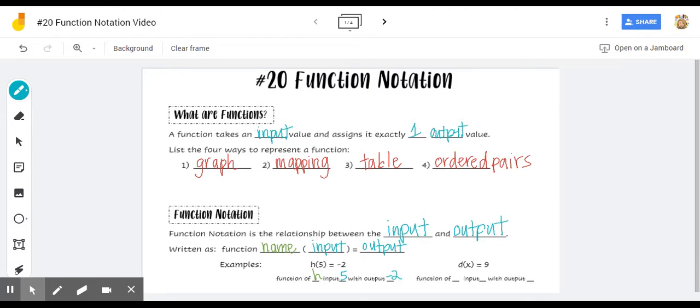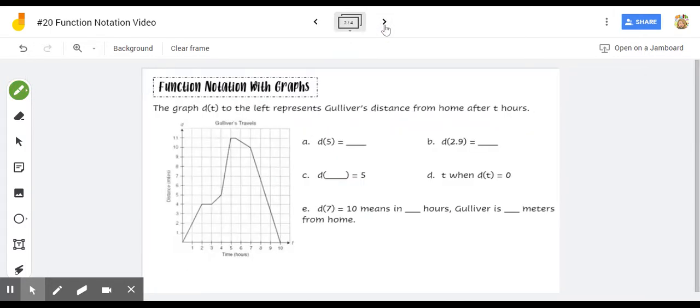The other example has a function name of d with an input of x, and it has an output of +9. All right, so we're going to play with this idea of inputs and outputs, and also these function names. And this is how you will write function notation. All right. So moving on to our second part here, function notation with graphs.